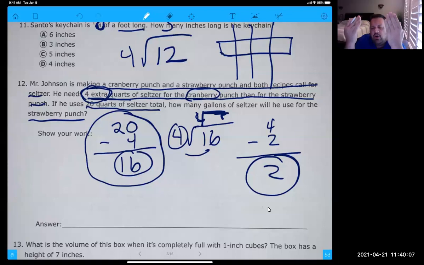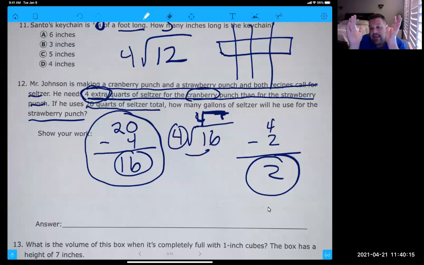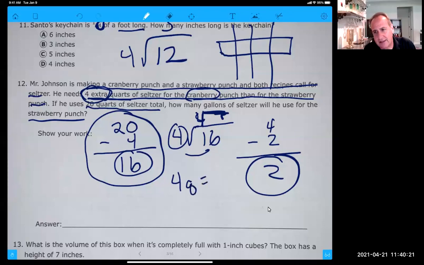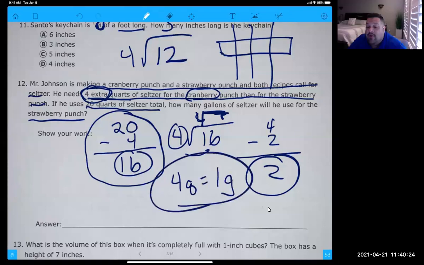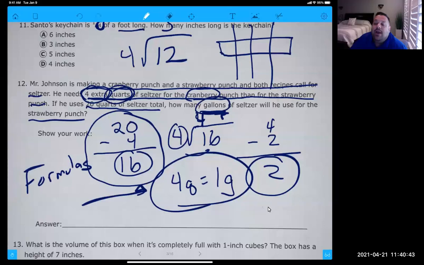They used 20 quarts total. The cranberry took 4 extra, so you take those 4 out. That gives you 16 to make the cranberry and strawberry together. Then you've got to know that 4 quarts equals 1 gallon, or you'll never get this. Now, for your FSA test, the very first page is going to have a whole bunch of formulas on it, and I promise that one's going to be on it. Mr. Spina, if you don't read quarts here and gallons here, you're never going to get this. I promise you, I did this problem 3 times before I figured it out.